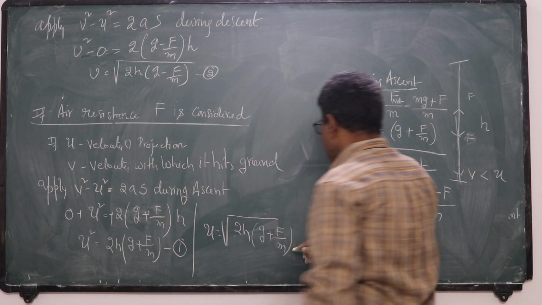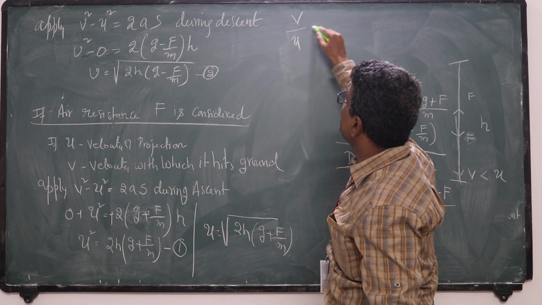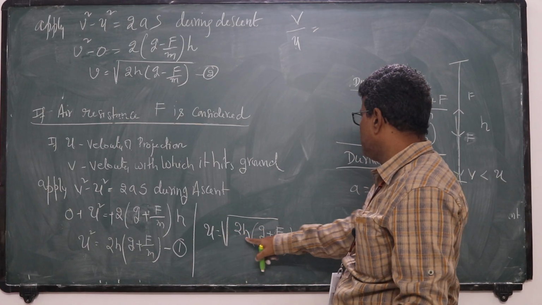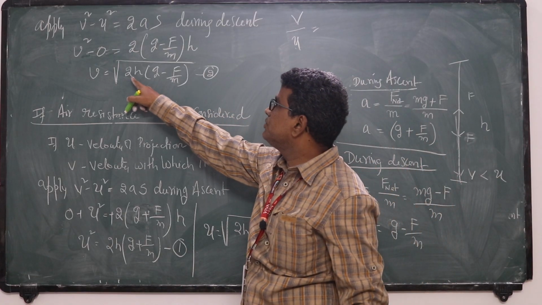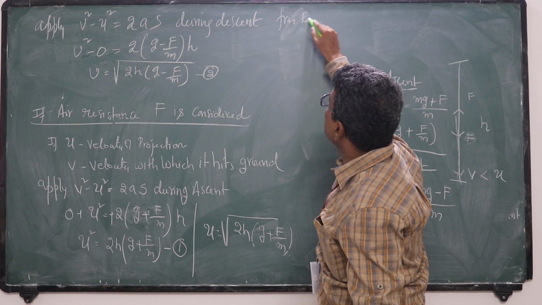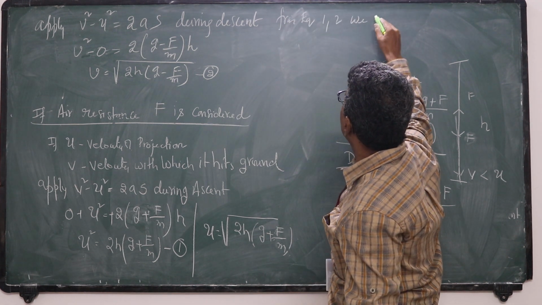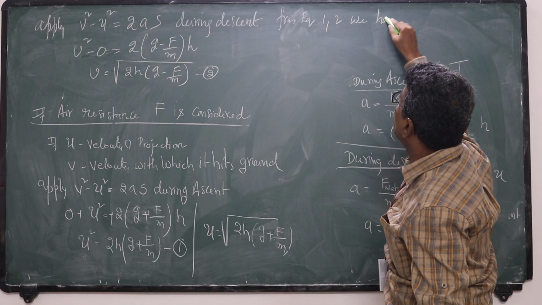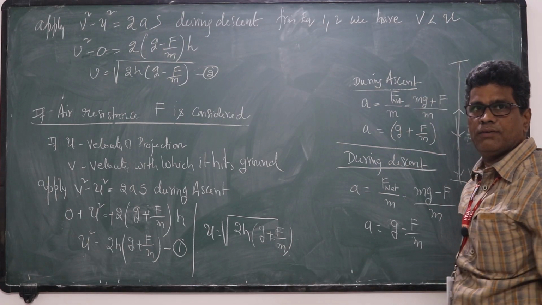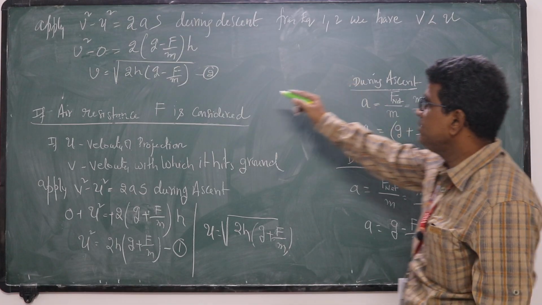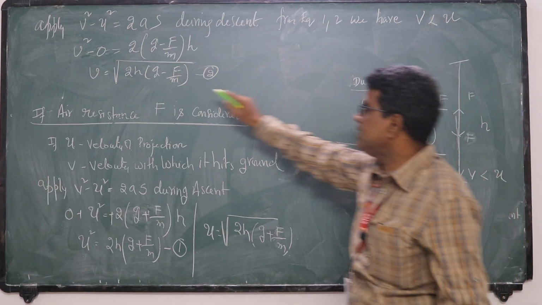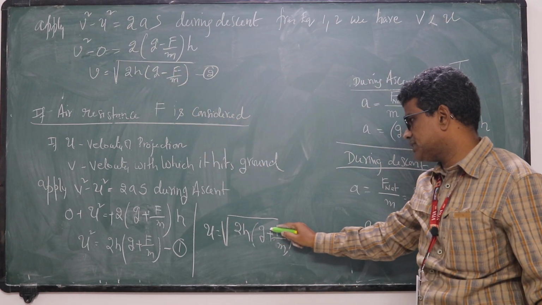So you take v by u. How are they related? v by u is equal to, so are they equal? u is 2h of g plus f by m, v is 2h of g minus f by m. So from equations 1 and 2 we can say that definitely v is less than u. They are not equal, hence proved. By seeing these two equations mathematically we can say that v is less than u, because here it is minus, here it is plus. That is the reason.